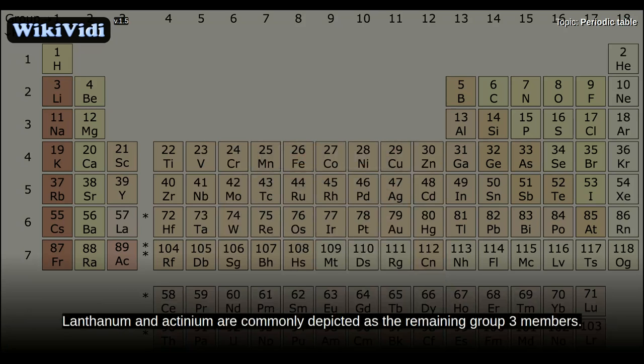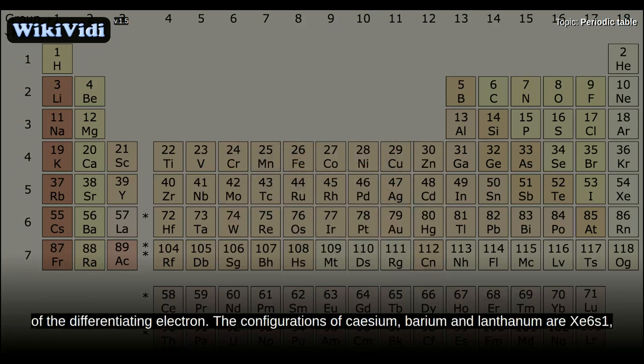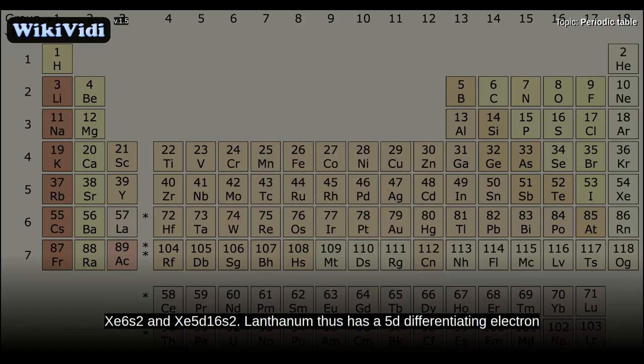Lanthanum and actinium are commonly depicted as the remaining Group 3 members. It has been suggested that this layout originated in the 1940s, with the appearance of periodic tables relying on the electron configurations of the elements and the notion of the differentiating electron. The configurations of cesium, barium and lanthanum are [Xe]6s1, [Xe]6s2 and [Xe]5d16s2. Lanthanum thus has a 5d differentiating electron, and this establishes it in Group 3 as the first member of the d block for period 6.